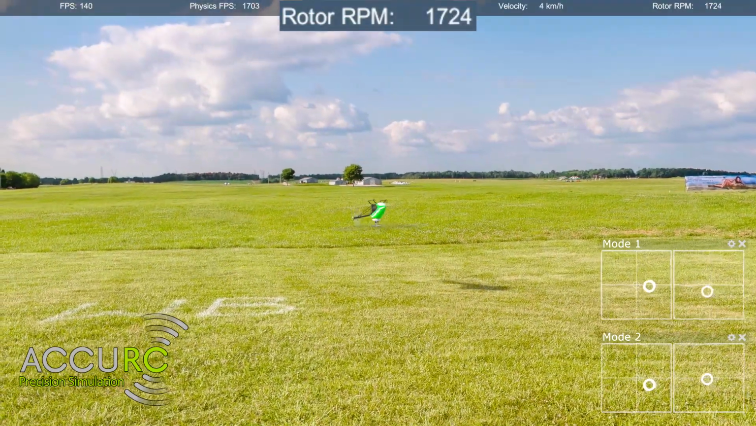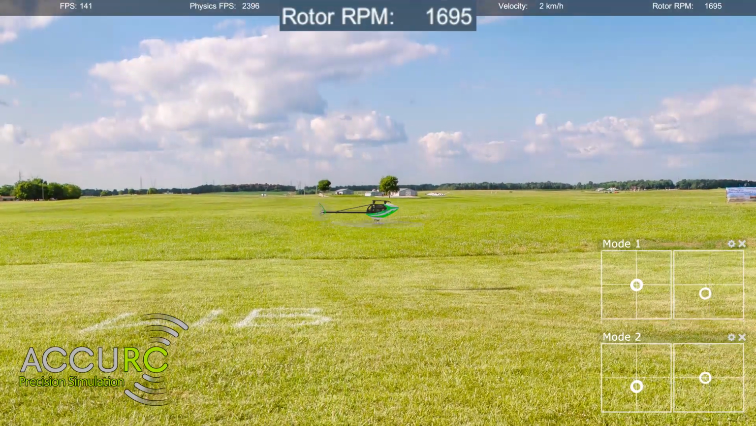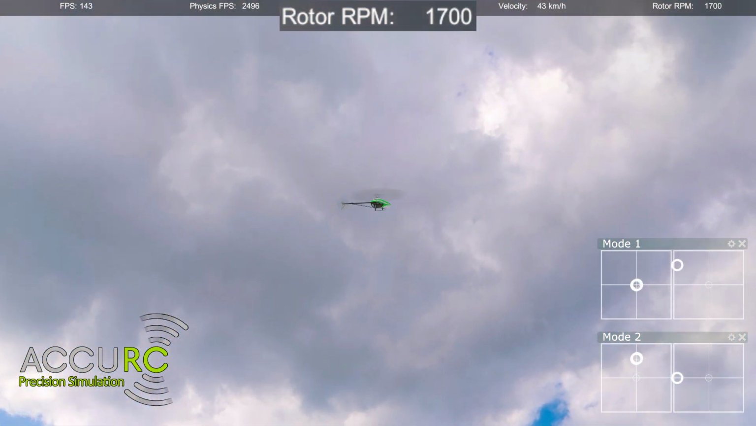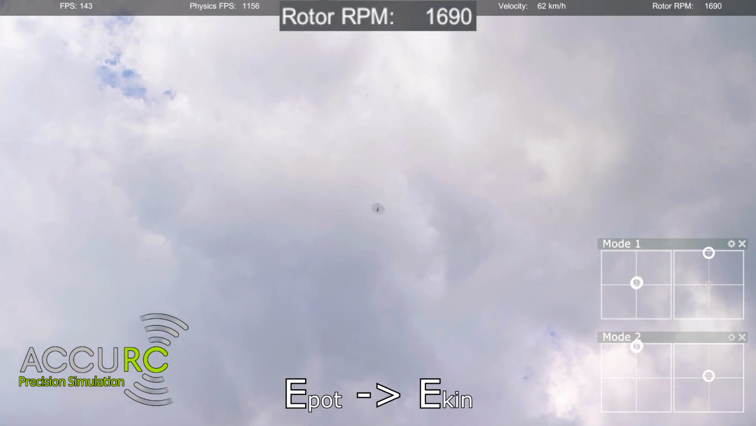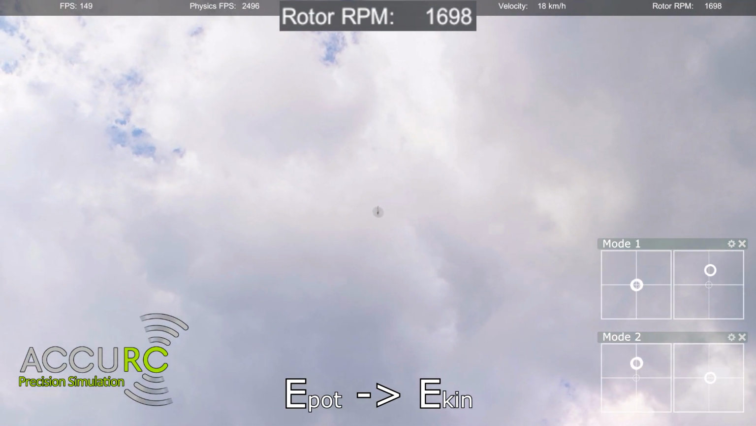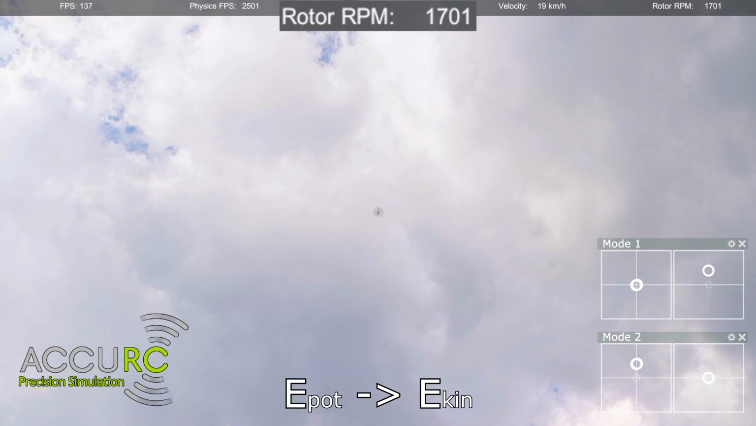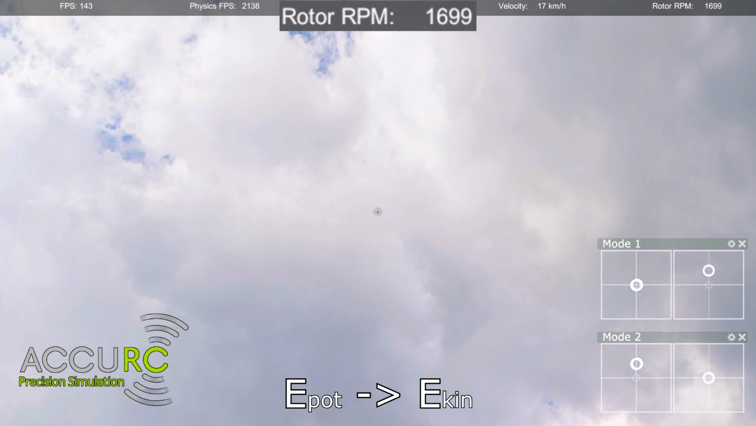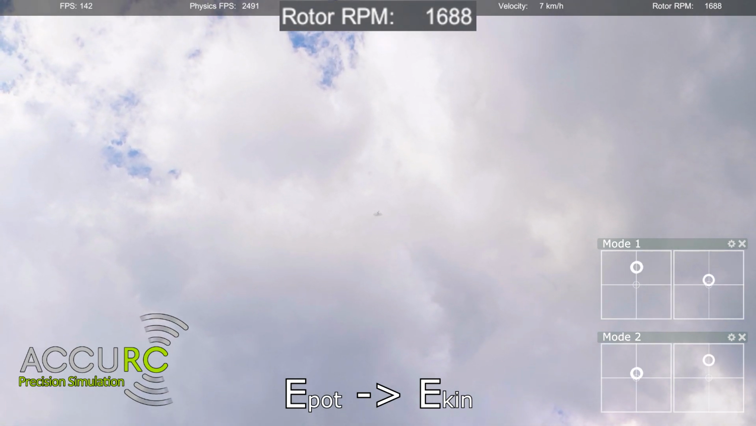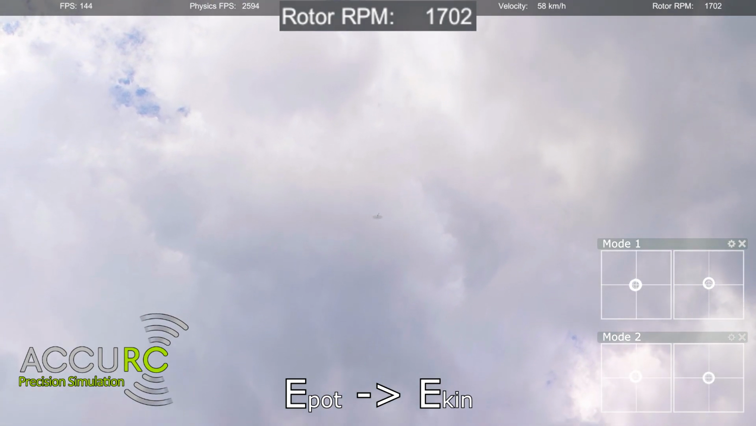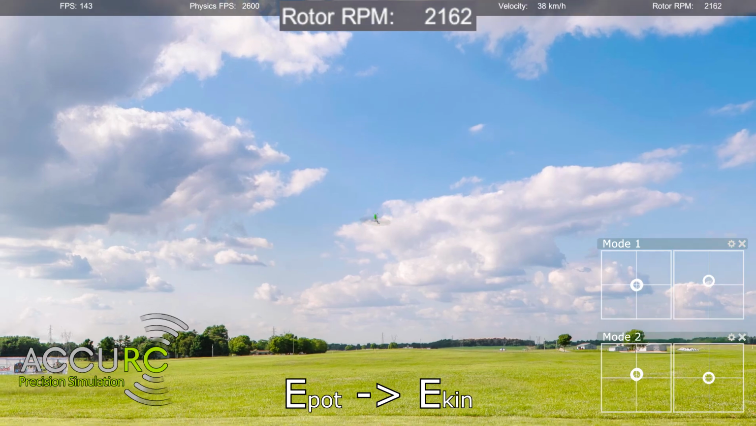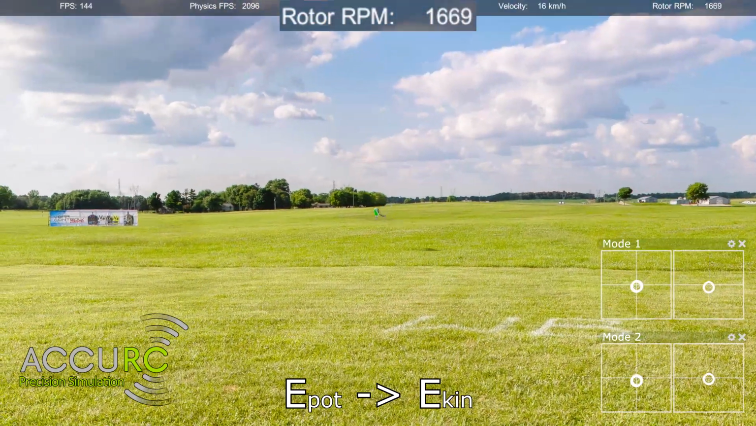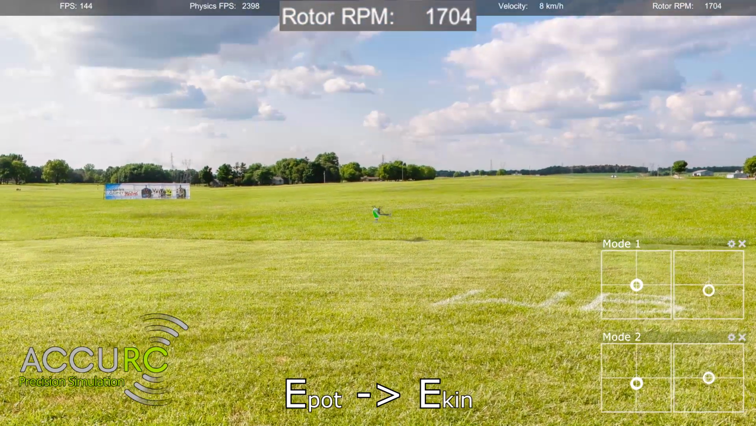But the interesting thing is that energies can be swapped. So for example, if I climb up and have a set amount of potential energy, for example, I'm hovering at 60, 70 meters. Now if I just dip down my nose, you will see that my helicopter will accelerate. And what I'm doing here is I'm swapping the potential energy to kinetic energy.